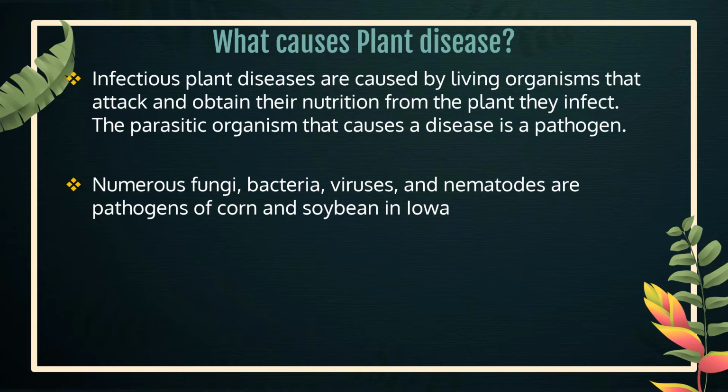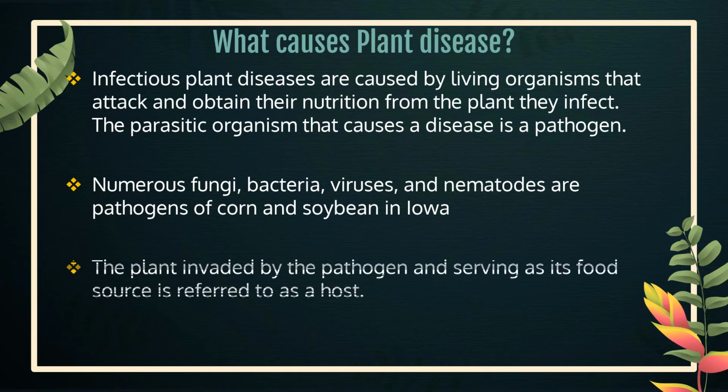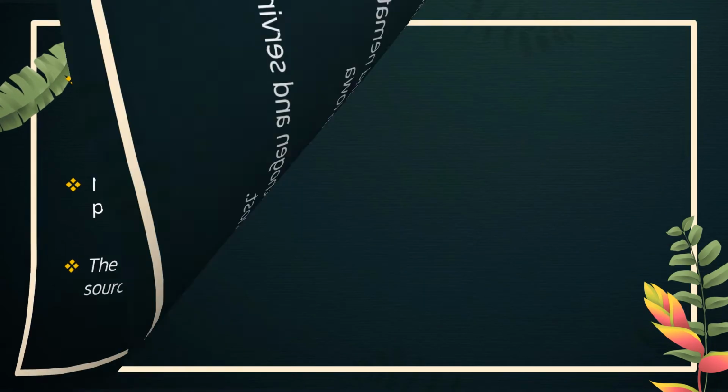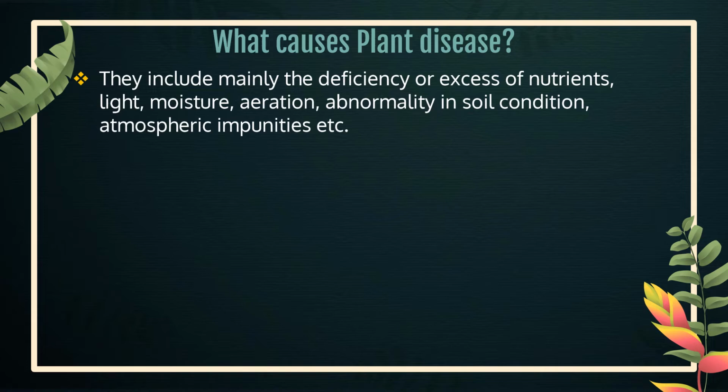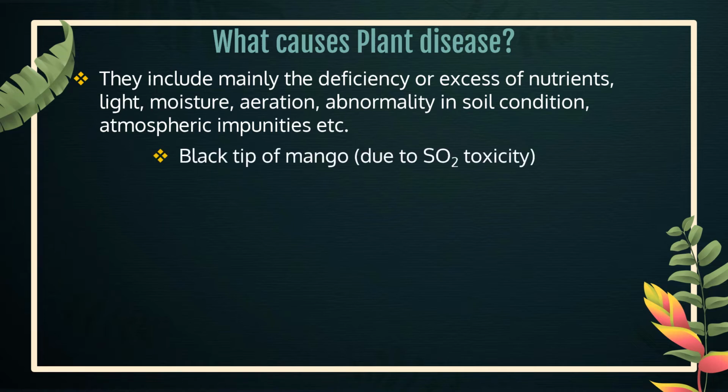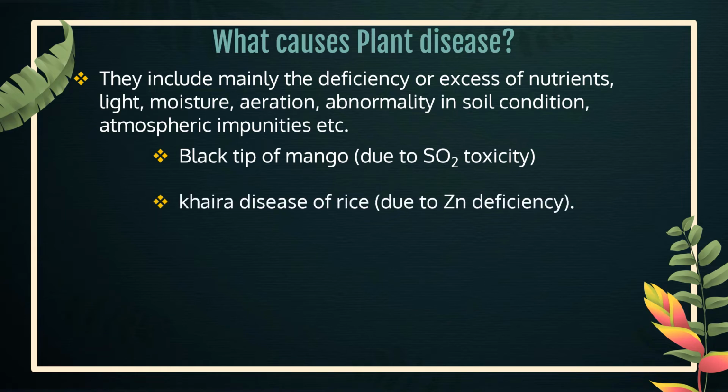Excess or deficiency of nutrients, light, moisture, aeration, abnormality in soil condition, and atmospheric impurities will also lead to plant diseases. Let's see some of the common plant diseases caused due to these environmental factors. First one is black tip of mango. This is caused due to sulfur oxide toxicity. The excess sulfur oxide turns the tip of the mango into black color.